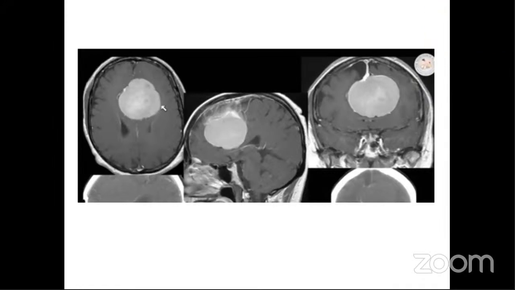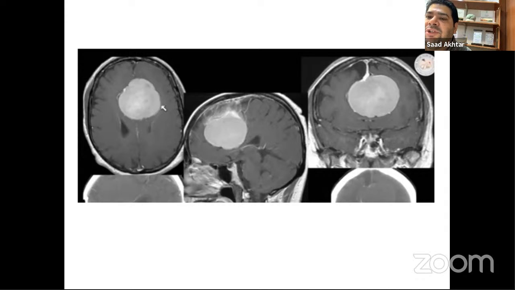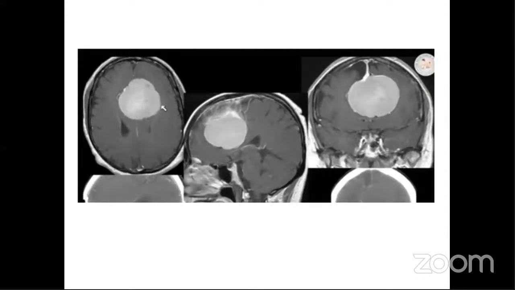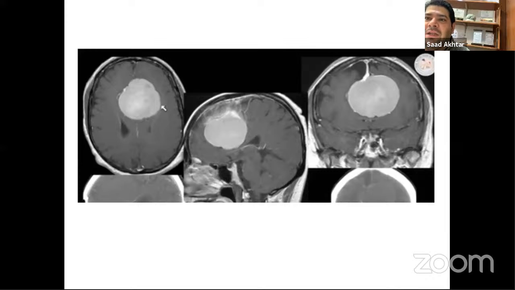So one important thing, Dr. Saad, I would like to mention here. Can anyone tell us the difference between the parasagittal and the parafalcine meningioma? What is the basic difference between those? How do you differentiate a parasagittal meningioma from a falcine, subfalcine, or parafalcine meningioma? What do you look at? Come on, it's okay to make mistakes. You can write whatever you think. Anyone?